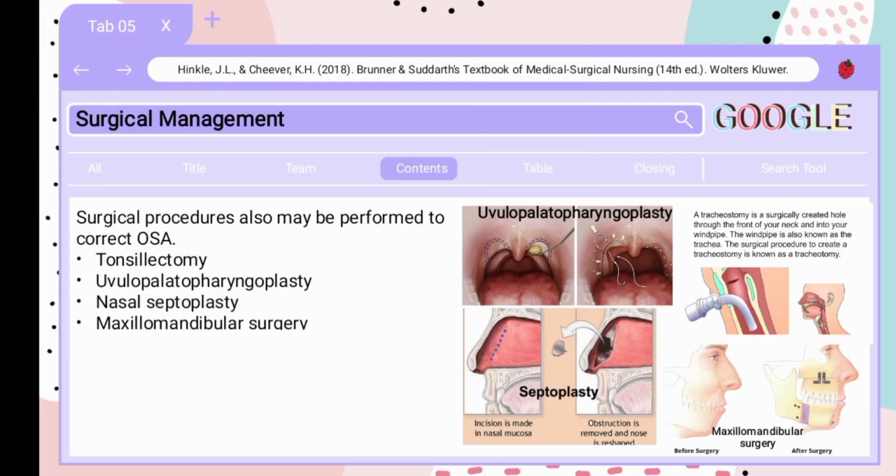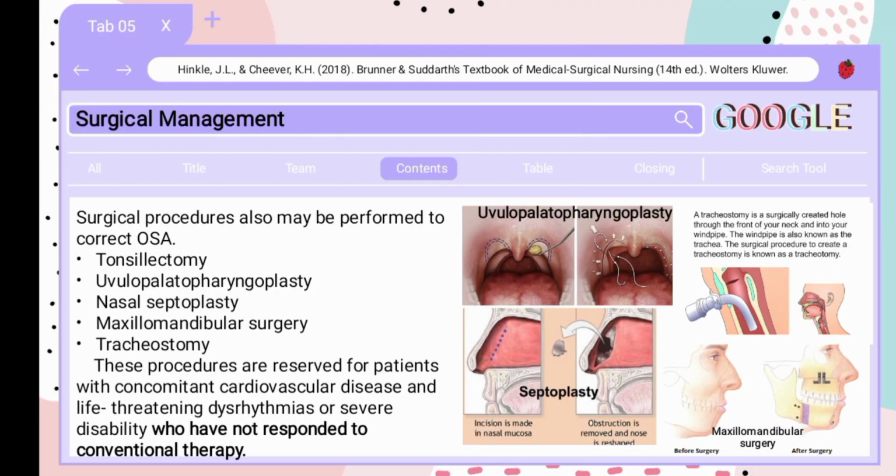And for surgical management, surgical procedures may also be performed to correct obstructive sleep apnea. We have tonsillectomy. It may be effective for patients with larger tonsils when deemed clinically necessary. Uvulopalatopharyngoplasty, or the resection of pharyngeal soft tissue and removal of approximately 15 mm of the free edge of the soft palate and uvula. It is more effective in eliminating snoring than apnea.